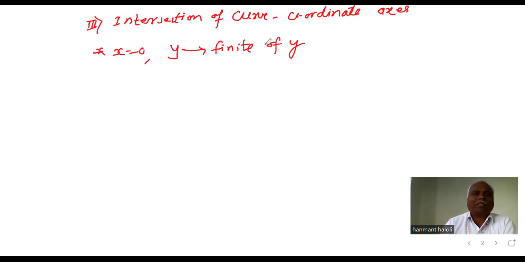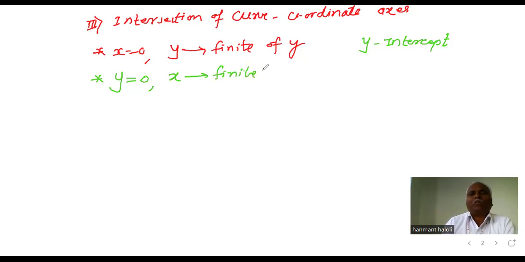The curve is intersecting the y-axis. This is called the y-intercept, where the curve is intercepting the y-axis. Similarly, check whether the curve is intercepting the x-axis or not. Then put y equal to 0, and x must get a finite value. Then you say that the curve is intercepting the x-axis.